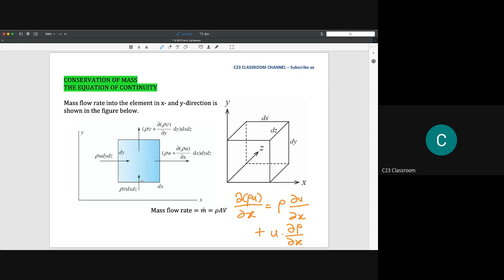The same idea goes for the y-axis. We have rho v dx dz, where dx and dz make up the cross-sectional area. The v here is the velocity along the y-axis, and rho is the density. Then we write the same idea for the outlet: rho v plus del rho v over del y times dy, where dy is the change along the y-axis, and dx dz is the cross-sectional area.